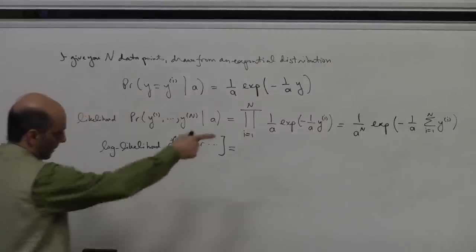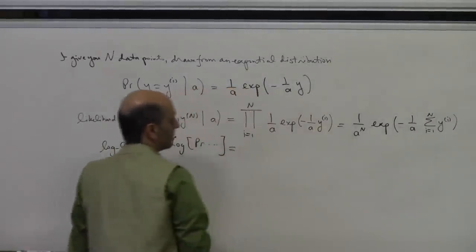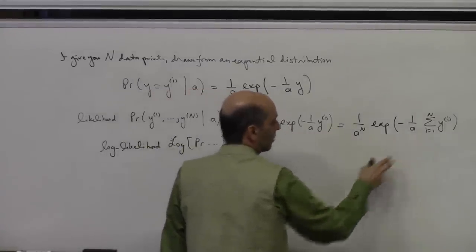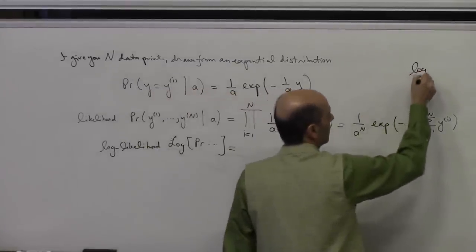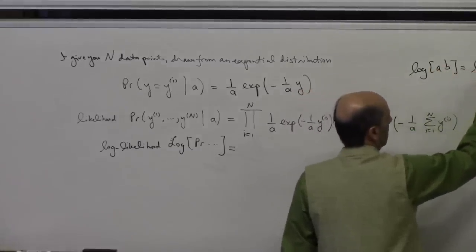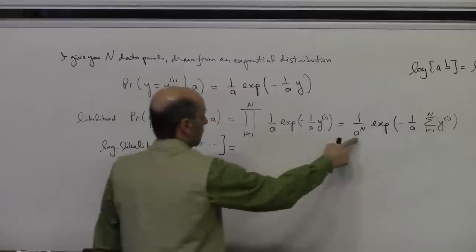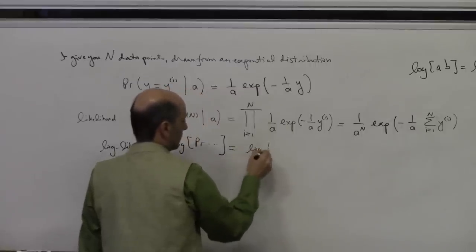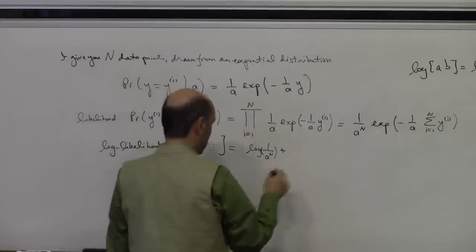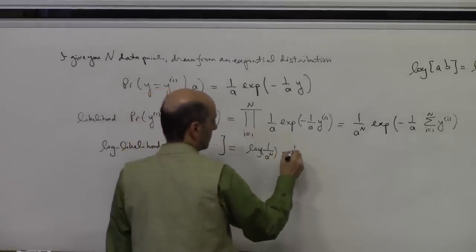When I find the log of that quantity, let's see what it would be. It would be the log of the first quantity plus the log of the second quantity, because the log of A times B is log of A plus log of B. So log of the first term plus log of the second term, I'm going to get a negative of a sum.